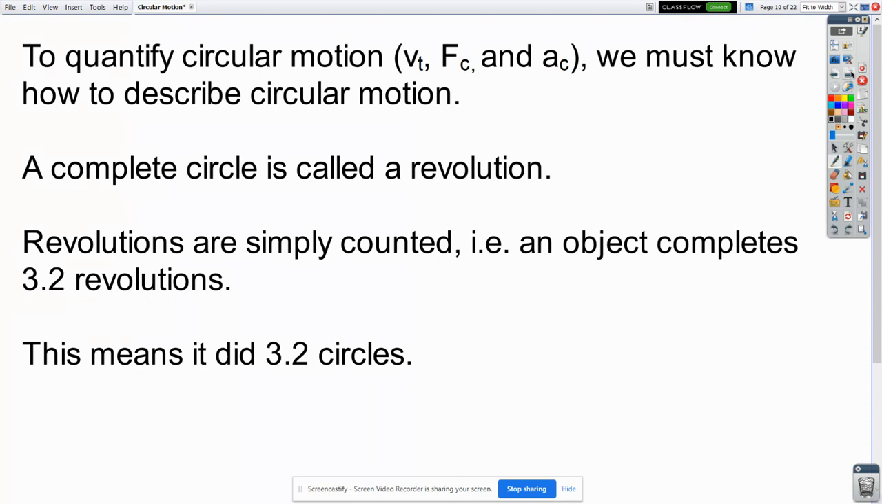One complete circle is called a revolution. So when an object has completed an entire circle, we say it's undergone one revolution. This is simply a count of how many circles our object has completed. So when I say 3.2 revolutions, that means we've gone around once, we've gone around twice, we've gone around 3 times, and then we finished another 2/10 of a circle. So it's 3 completes and 2/10 of a circle. It's telling us how many circles we've done. That's what revolution means. And the term that we use is revolution, not rotation.